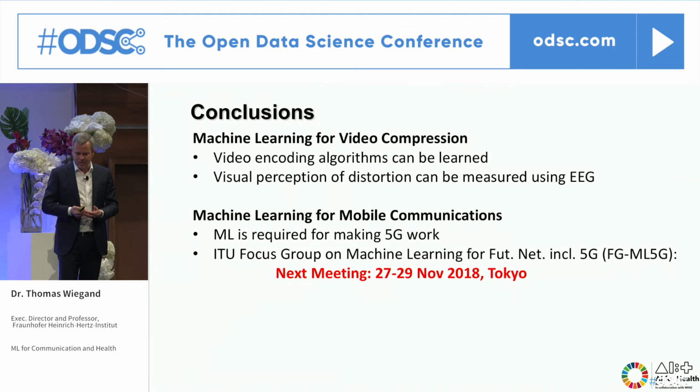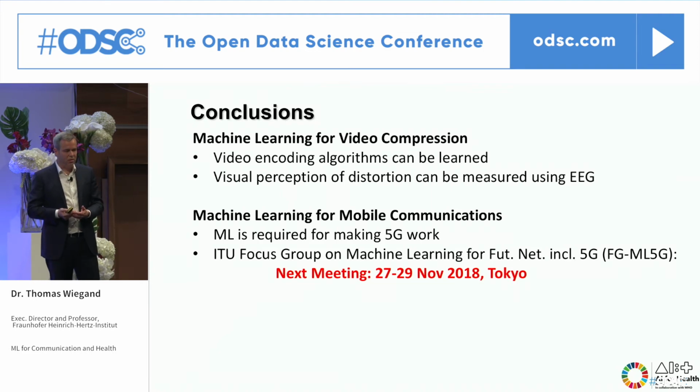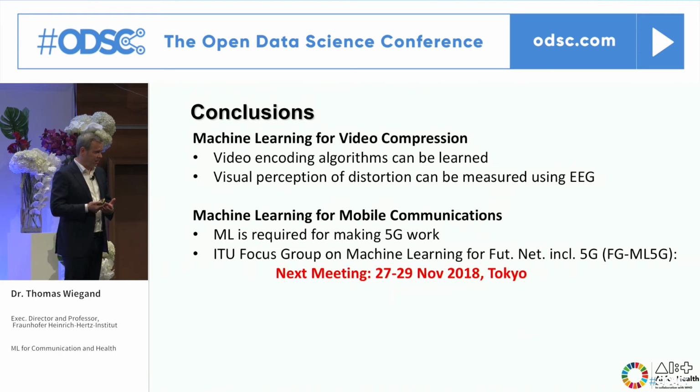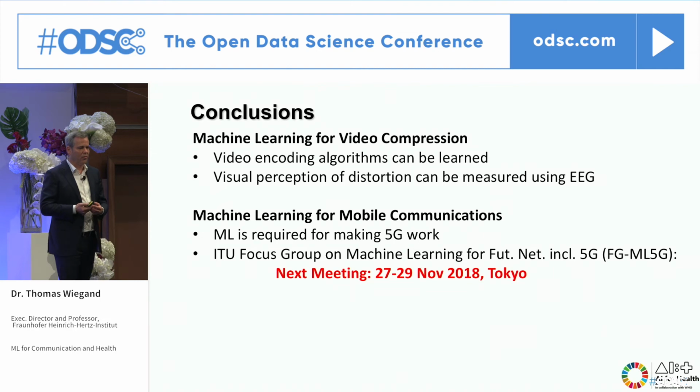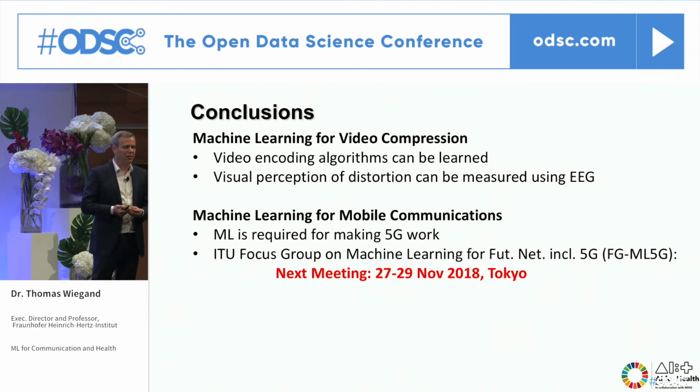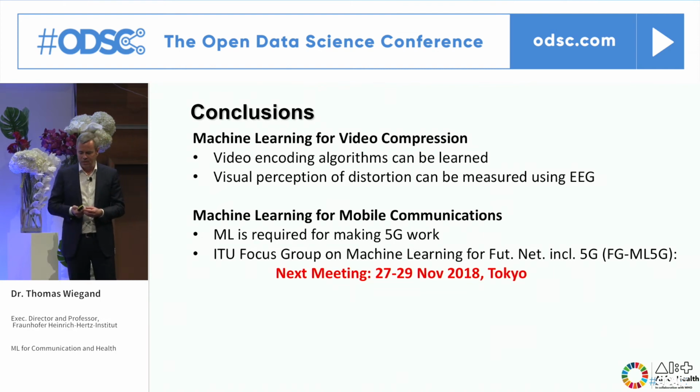We have been successfully using machine learning for communications, and the 5G system is actually relying on it. I don't think we can make 5G work if it's not using machine learning and data the right way. And we have therefore created the focus group on machine learning for future networks, including 5G. The next meeting will be in Tokyo, Japan, 27 to 29 of November.